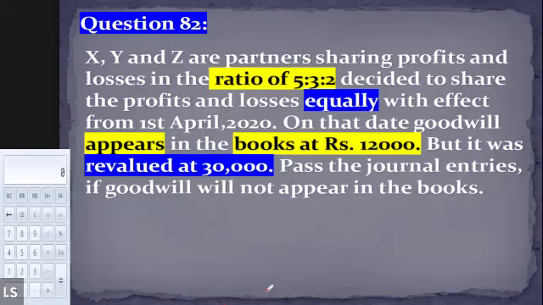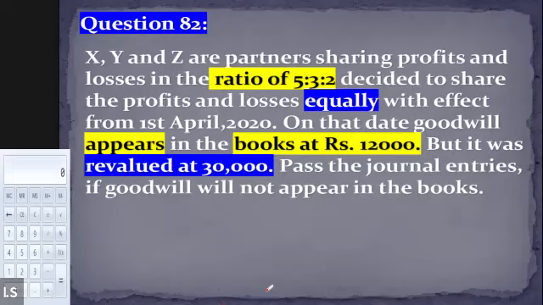Question number 82. The question is saying that X, Y, and Z are partners sharing profit and losses in the ratio of 5:3:2. They have decided to share the profit and losses equally now with effect from 1st of April 2020. So till this point, the question is only saying that reconstitution has taken place, because the profit sharing ratio is changing from 5:3:2 to equal. So there is a change in the PSR.